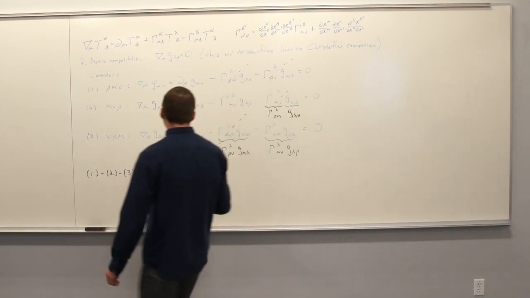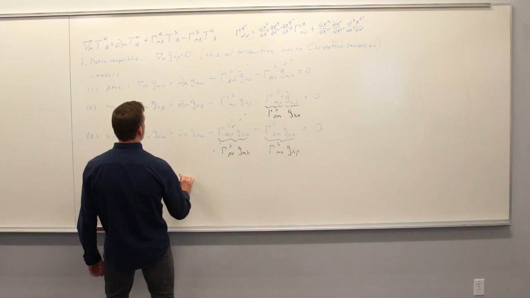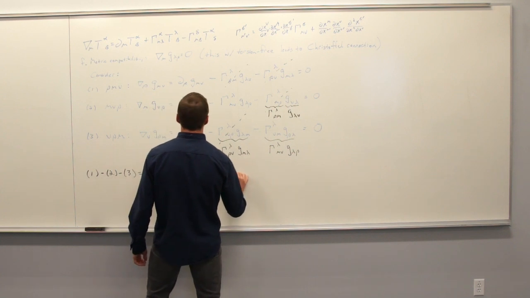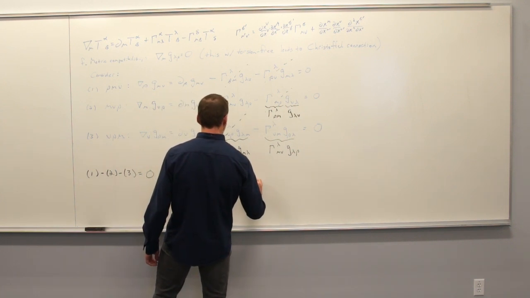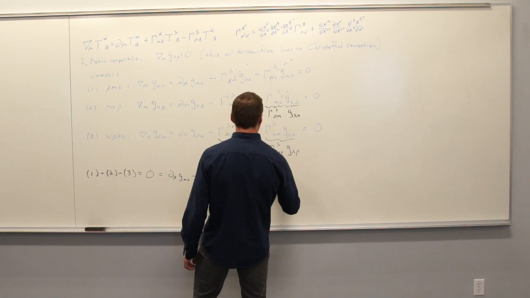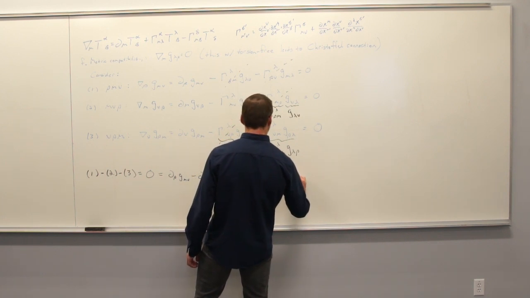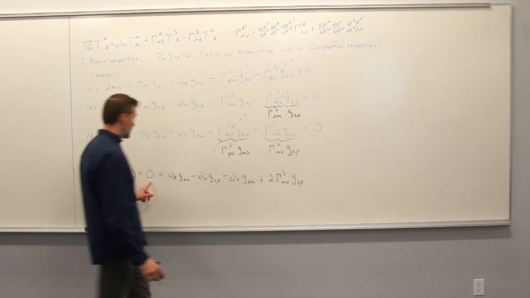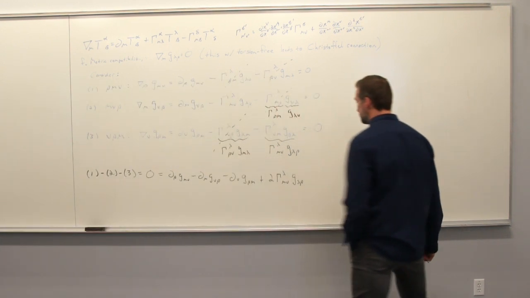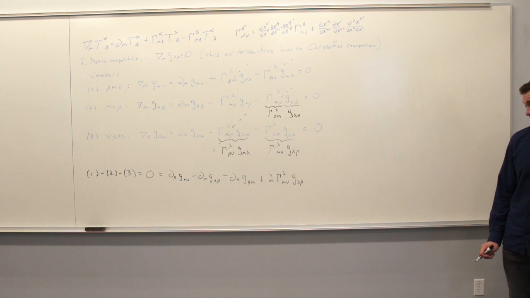Okay? So altogether, what I have is that d rho g mu nu minus d mu g nu rho minus d nu g rho mu plus twice gamma lambda mu nu g lambda rho. That has to equal zero. That's some good stuff. Why is that good?